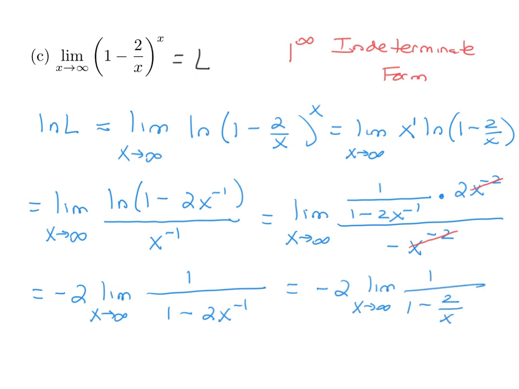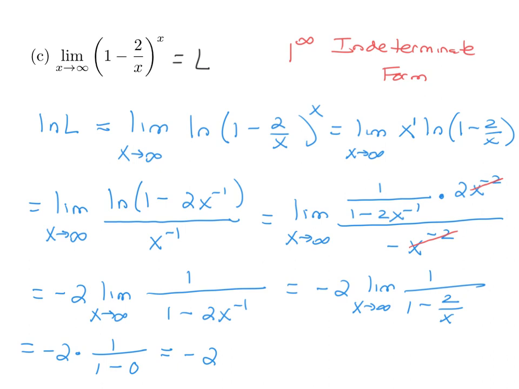I'm writing it this way because as x goes to infinity, this goes to 0. So this whole limit is 1 divided by 1 minus 0. So I'll put that over here. That's -2 times 1 divided by 1 minus 0. This equals -2 overall. Now this is not the final answer.